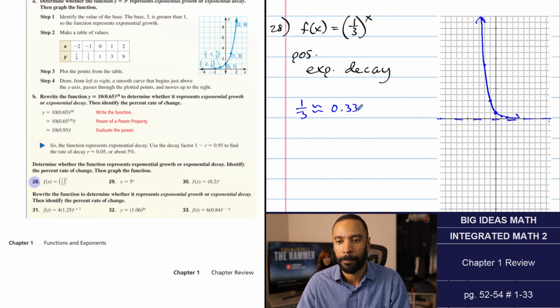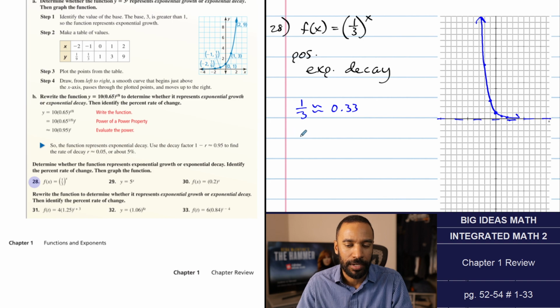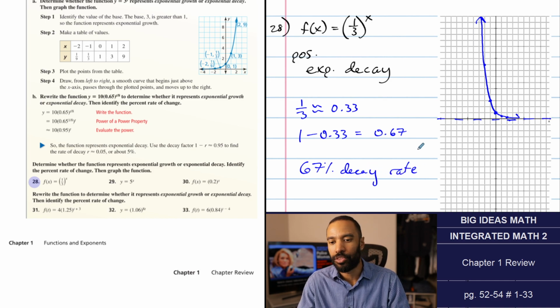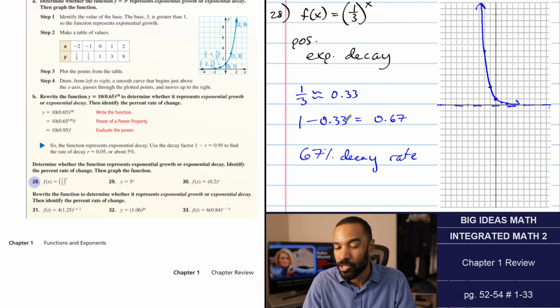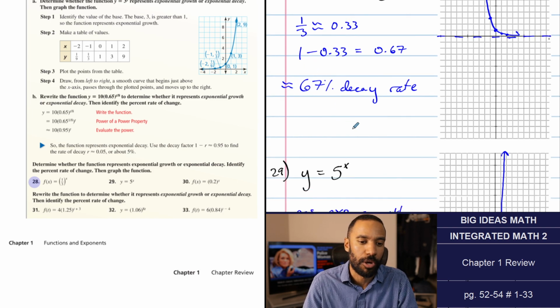Right? It's 0.3 repeating. Because it's a decay, we're trying to figure out how far away this is from 1. 1 minus 0.33 is 0.67, which means this thing decays 67%. 67% decay rate. If you're taking 33% of something, you're losing 67% of something. I could say 66.6 repeating percent. This is just an approximation. They gave us 1/3, so I have to go by the approximation.